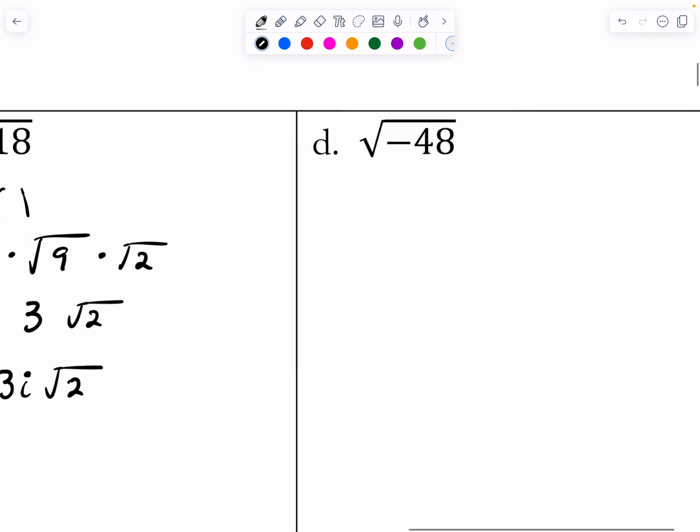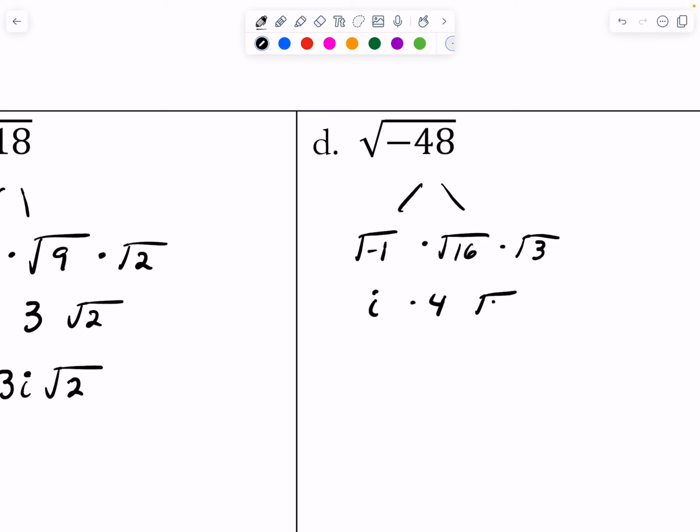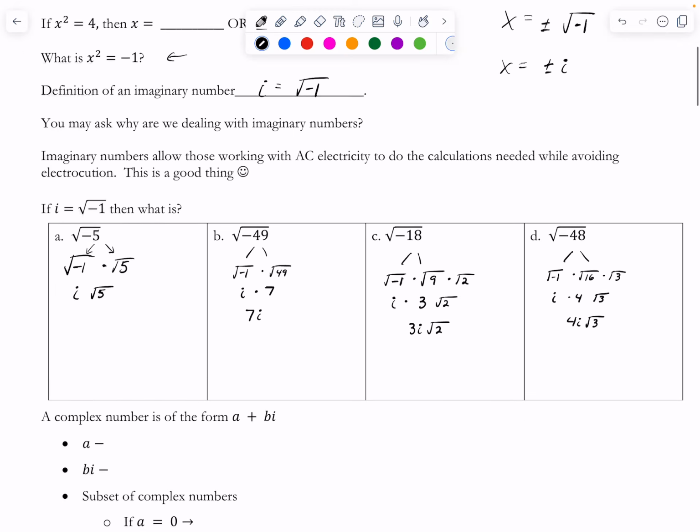And our last one here, again, lots of options to break this down. So we have the square root of -1 times the square root of 16 times the square root of 3, because that 16 is a perfect square. So this is i, this is 4, and this is the square root of 3. So putting it all together, you get 4i times the square root of 3. All right, so that's how we're going to treat that.